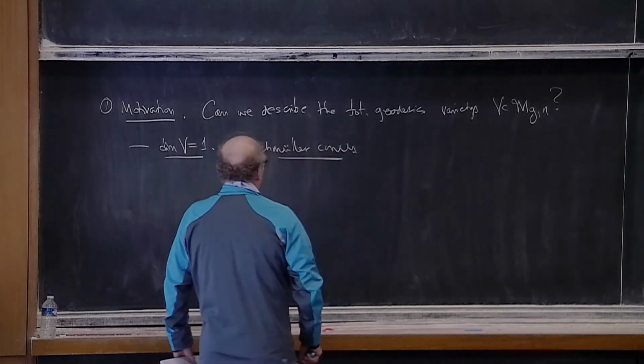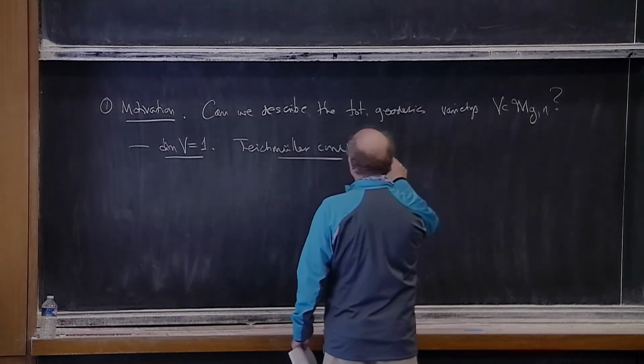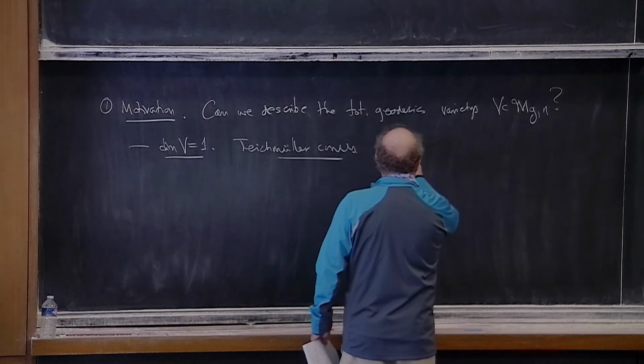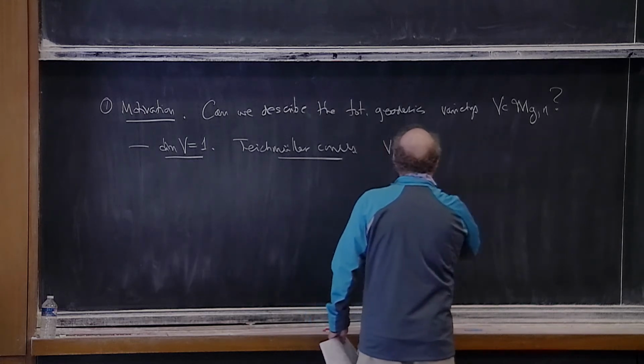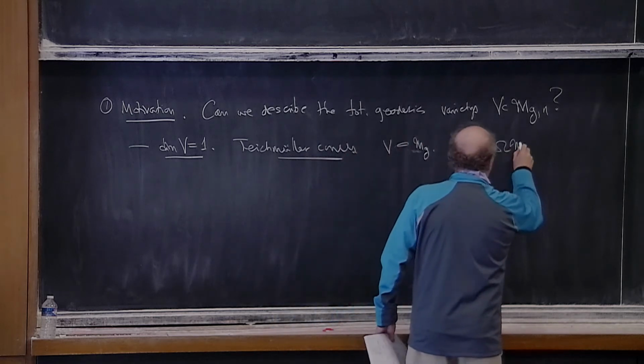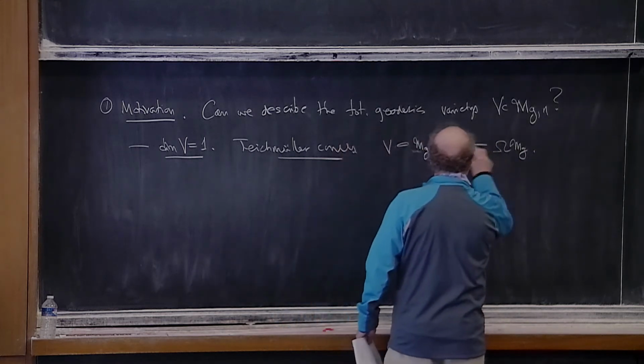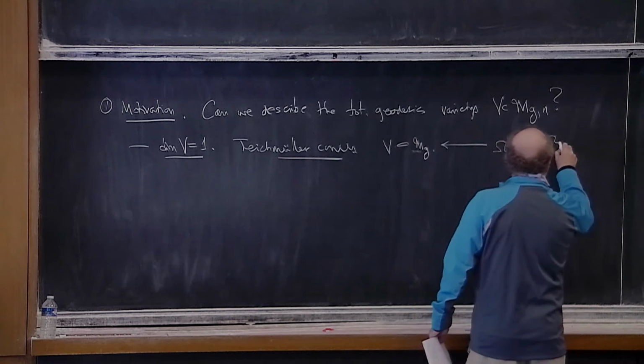In any case, the Teichmüller curves provide the first interesting examples of subvarieties of moduli space that are isometrically embedded. And they correspond to closed SL2R orbits, usually described in terms of the space of holomorphic one forms over moduli space, which I'll denote like this. So SL2R also acts here.